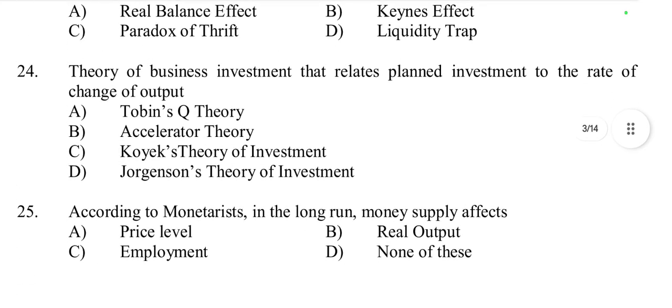Then question number 24. Theory of business investment that relates planned investment to the rate of change of output: Tobin's Q theory, accelerator theory, Keynes's theory of investment, or Jorgenson's theory of investment. This is called the accelerator theory, because accelerator theory states that investment depends on the rate of change of output or demand. So if output increases rapidly, then investment increases.